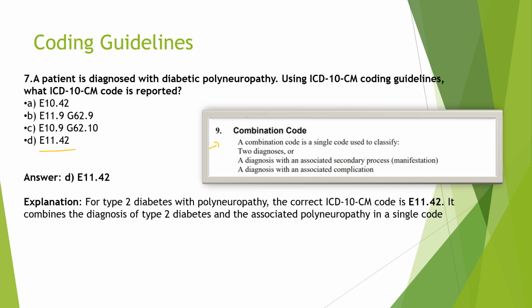A combination code is a single code used to classify two diagnoses. Diabetes itself is a diagnosis, and polyneuropathy is one more condition. So together we are coding them, and that is called a combination code. E11.42 will be the correct answer.